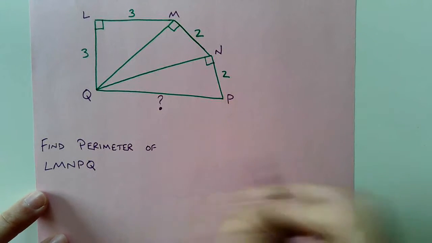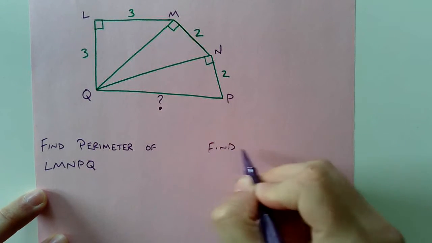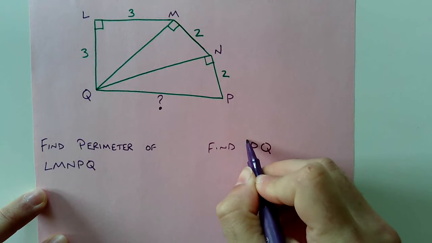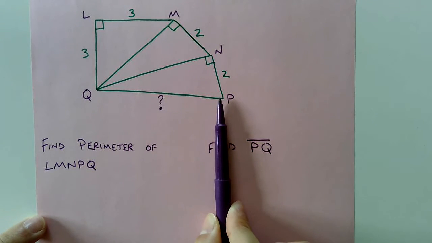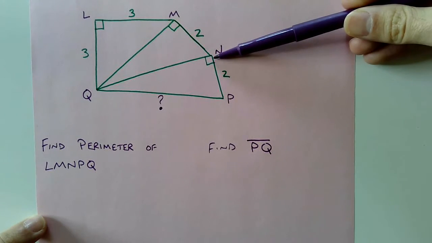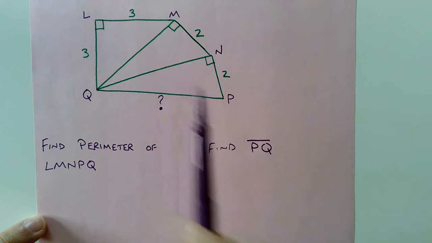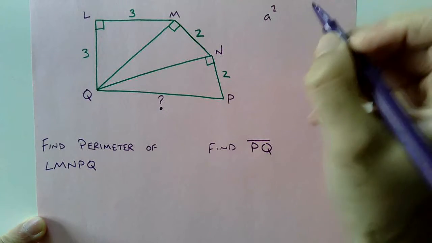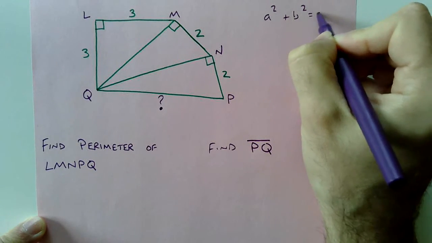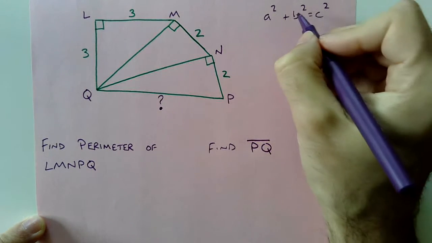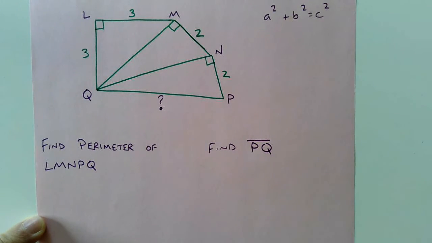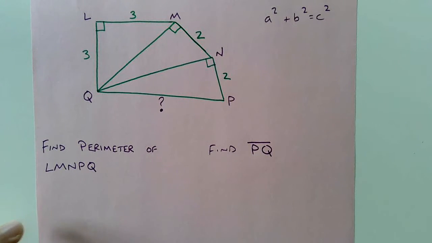So my goal, I need to find PQ, side PQ. Now, can I jump right to PQ? Can I just answer that piece? Well, if I want to find PQ, I know one side of that right triangle, but I don't know the other side of that right triangle. So if I was looking at a squared plus b squared equals c squared, I'd be able to fill in one of those legs, right? I'd be able to fill in a with 2, but I'd still be missing b and c.